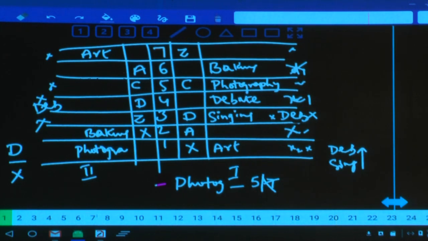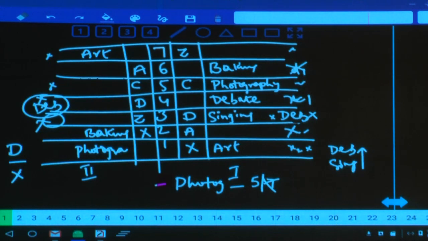Then, coming to the next possibility here, debate cannot be on the 3rd floor as well. Yes, what are the different possibilities here? Debate can be either 6 or 5, or 5 or 4, isn't it? How many possibilities do we have? We have 2 possibilities, debate and singing.